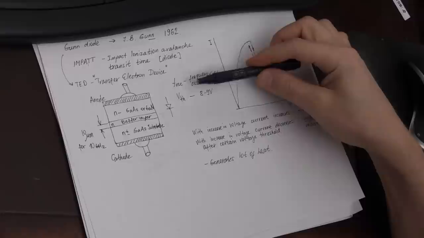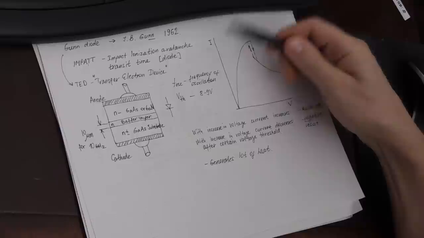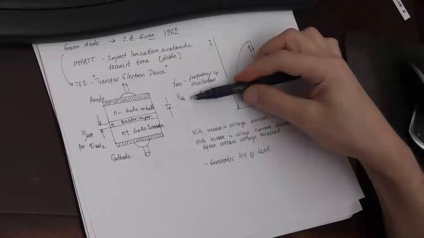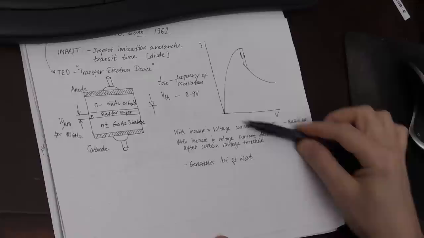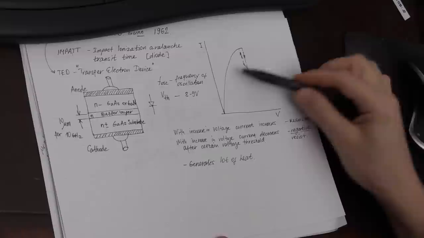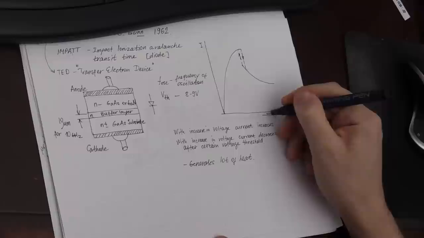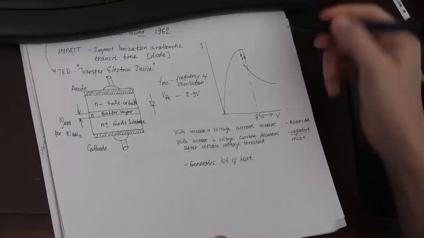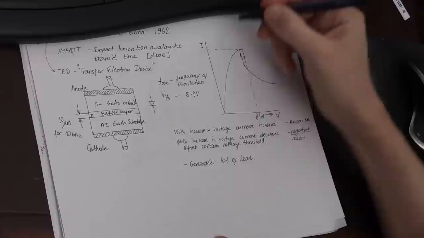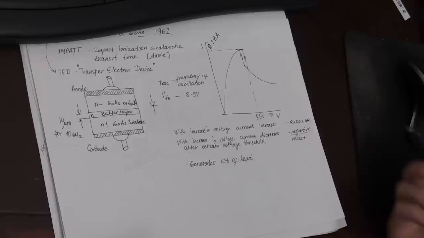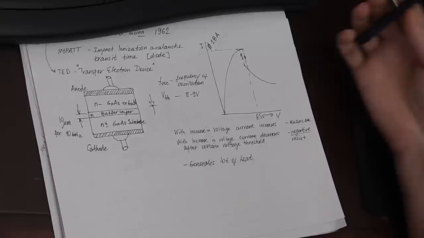There are several important parameters of Gunn diode devices, which are the frequency of oscillation and the threshold voltage. Here I have the current to voltage characteristics of a Gunn diode, and as you can see, voltage goes up this way. For example, this would be somewhere around 8.5 volts, and in this case I believe this would be 0.228 ampere or something like that. I am placing these values based on the Gunn diode that I have. I'll show it a little bit later.